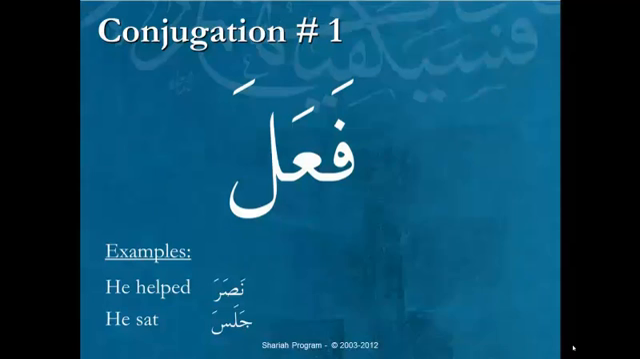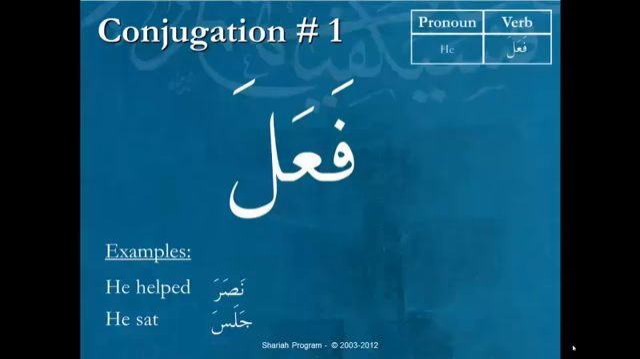An example would be nasara, and another example would be jalasa. Nasara means he helped, and jalasa means he sat. Notice that apart from the third base letters, there's no ending. The "he" is implied. It's understood. The reason is because the rest of them will have endings. There are 14 in total, and 13 of them will have designated letters to represent the pronoun. So if none of those letters are there, then by default the verb means he.